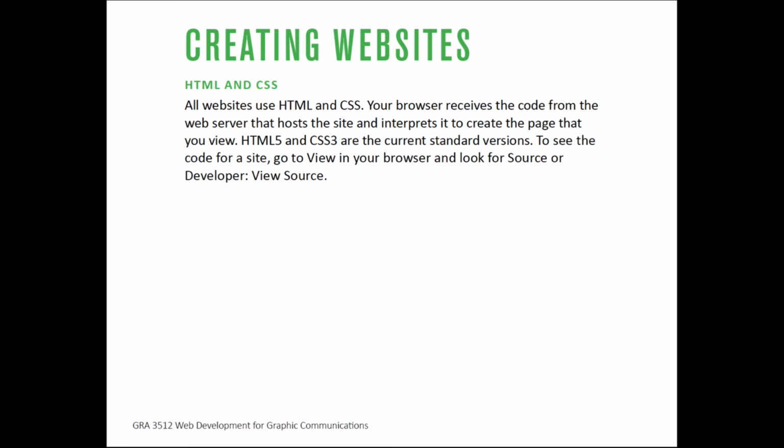Creating websites: all websites use HTML and CSS, and we will be learning more about that in the next module. Your browser receives the code from the web server that hosts the site, and it interprets it to create what you are viewing in your browser. HTML5 and CSS3 are the current standard versions. If you want to see the code for a site, you can go to View in your browser and look for the source or developer option and select View Source.